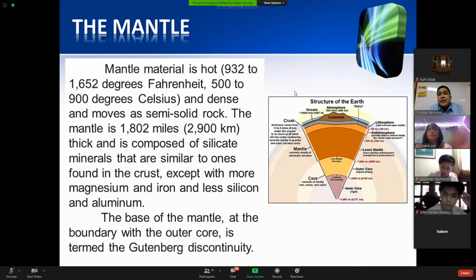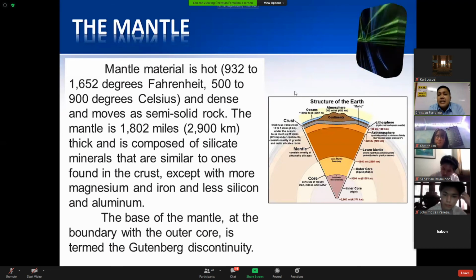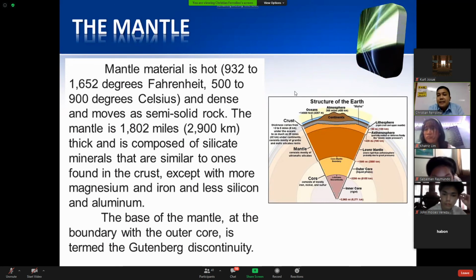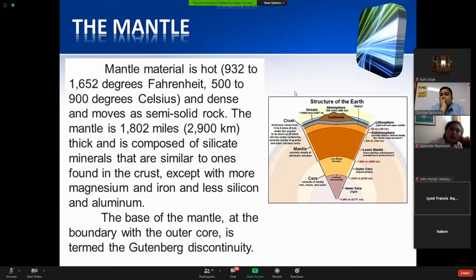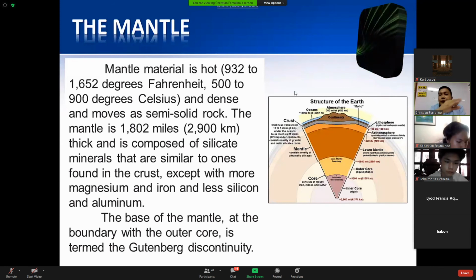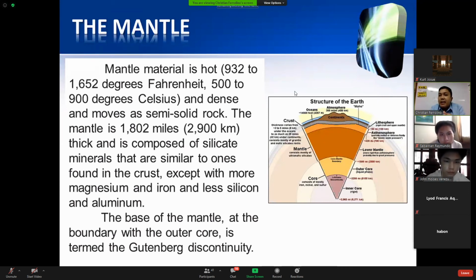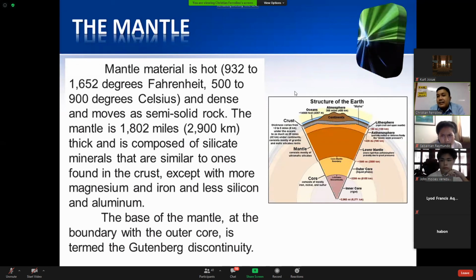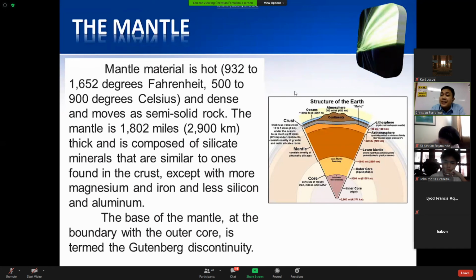Okay? So the mantle, now, pansinin niyo guys, sino ang mas makapal in terms of its thickness? The crust or the mantle? Mantle po. Okay, so the mantle. If the crust is fundamentally a 40-kilometer thickness, you may notice that the mantle is 2,900 kilometers in terms of its thickness. So, ibig sabihin, mas makapal siya.